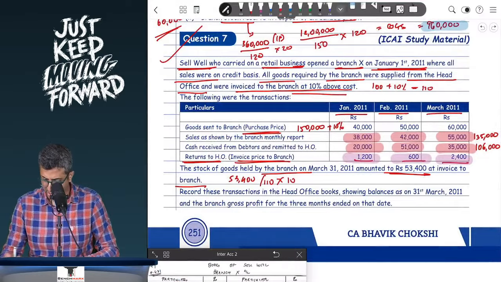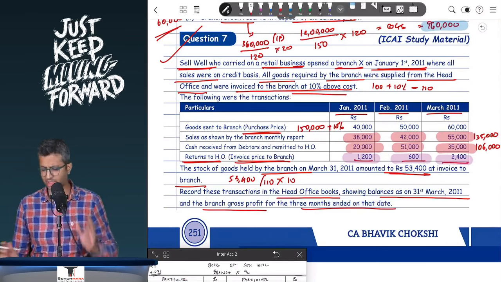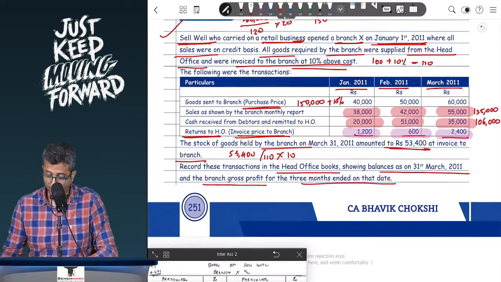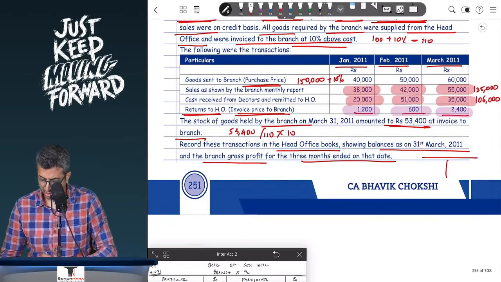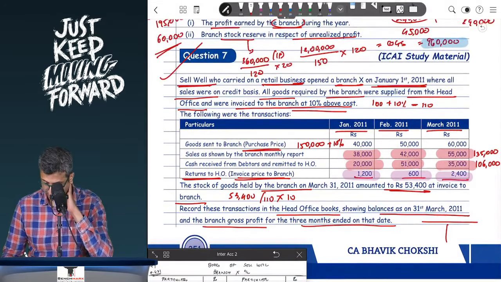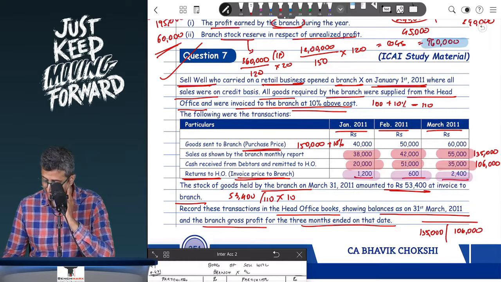Record these transactions in the HO's books showing the balance on 31st March 11 and the branch gross profit for the 3 months ended. Now we don't know the balance of the debtors. So over here, is there any opening debtors given? No. However, during the year, there was a 1,35,000 sales, out of which 1,06,000 was collected.